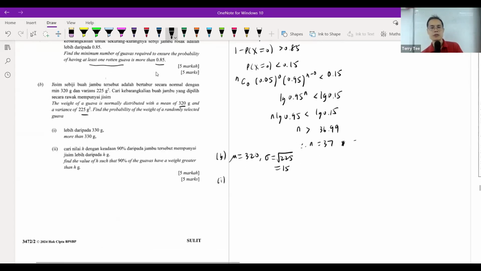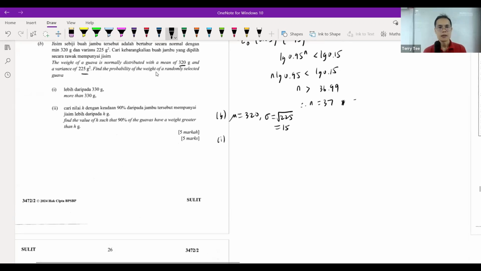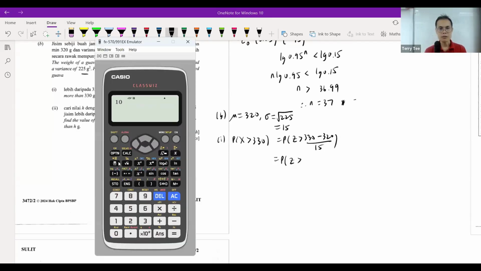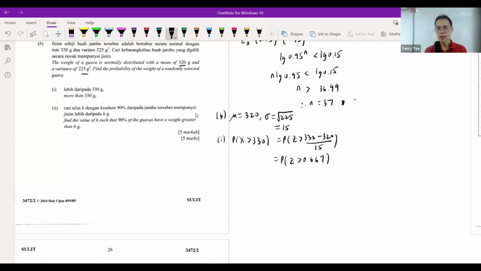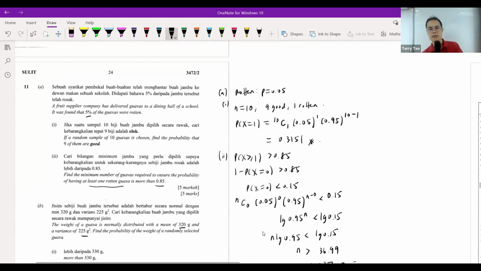So here we're finding the probability that the weight of a randomly selected guava is more than 330. So we write P(X > 330), change from x to z. This is 330 minus your mean, 320, over standard deviation 15. So use your calculator. It's actually 10 over 15, a very ugly number. We have to change to decimal. We pick up to 3 decimal places because the mathematical table is based on 3 decimal points. Your z value is 0.667.